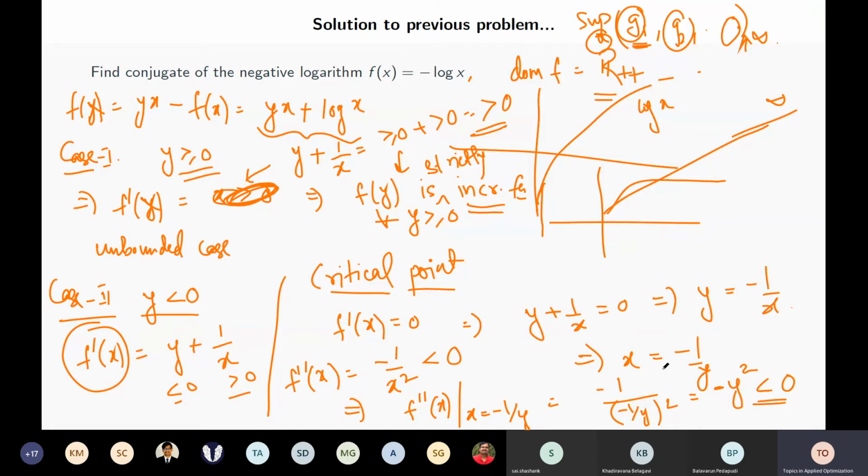So this means that x is equal to 1 over y. X is equal to 1 over y is what? Minima or maxima? So second derivative is negative, right? So it is maxima, right? So this is maxima, right? So this is the maxima that we have.